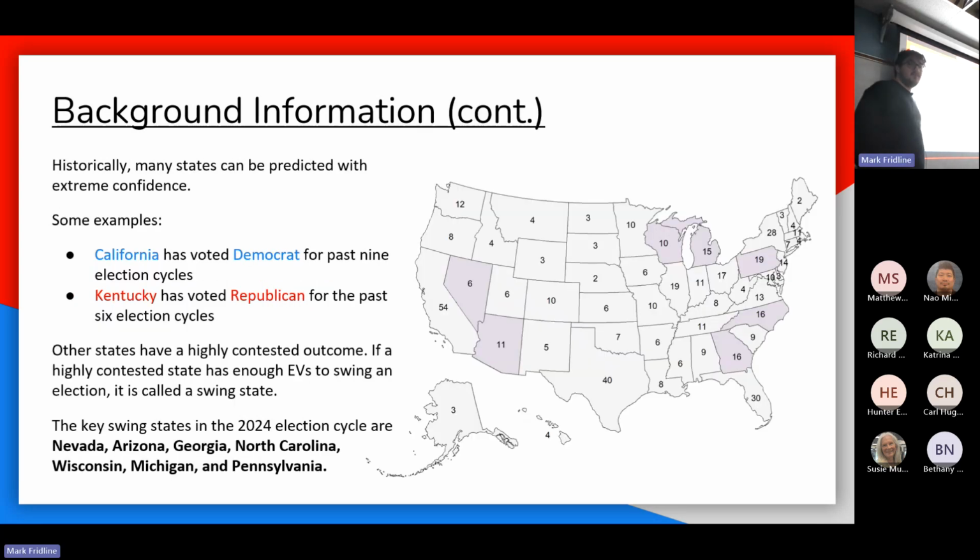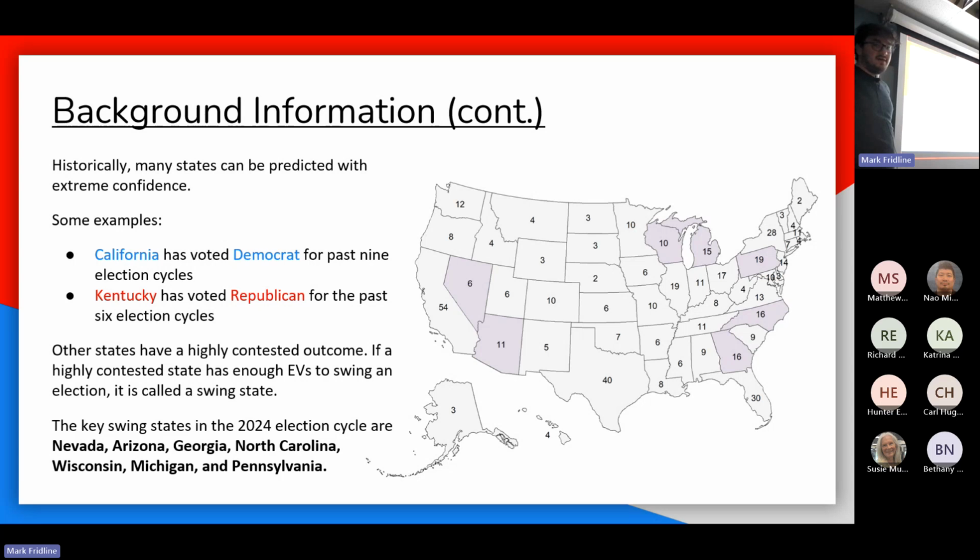Some more background info. Historically, many states can be predicted with extreme confidence. So here are some examples. California has voted for whoever the Democratic candidate is for the past 9 election cycles since 1992, and Kentucky has voted Republican for the past 6 election cycles. We don't really have any reason to think that these states would drastically change their views, so we are pretty confident in how they're going to vote. But we'll get to more of that later.